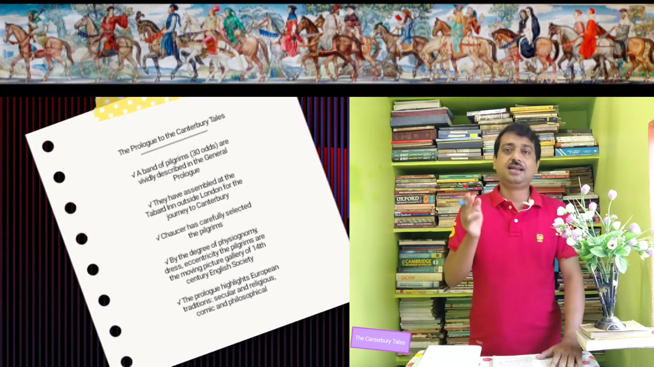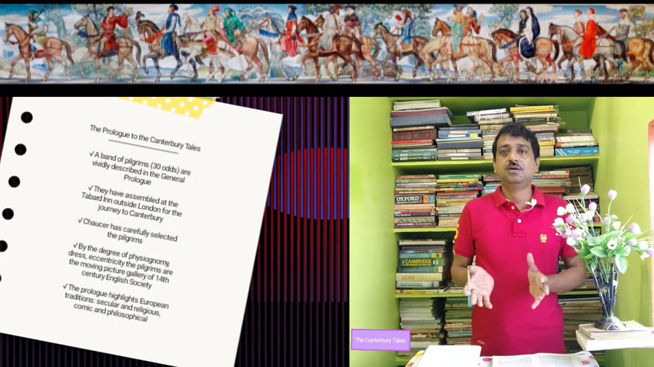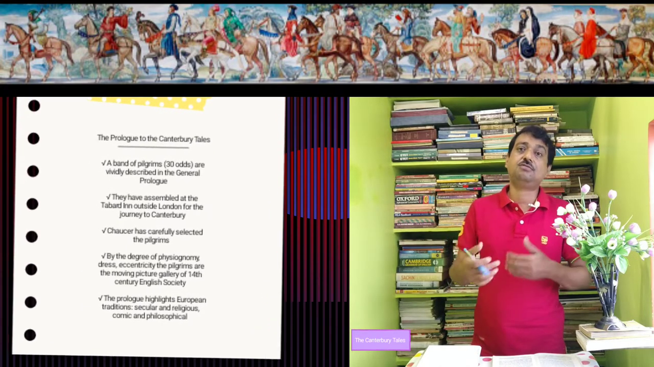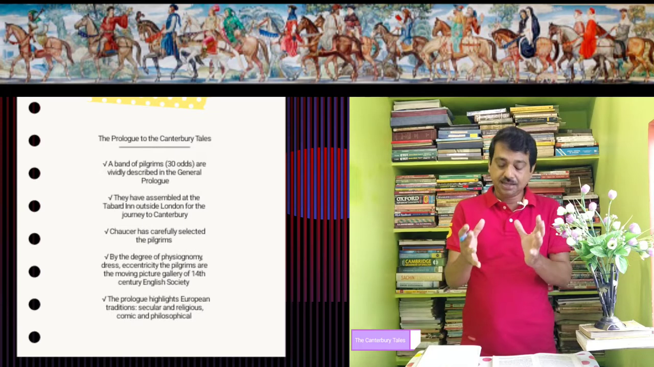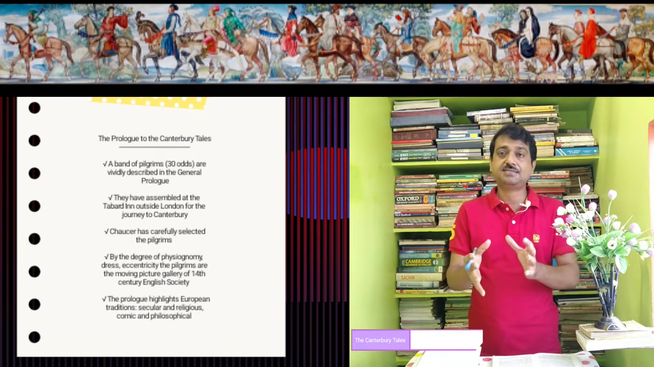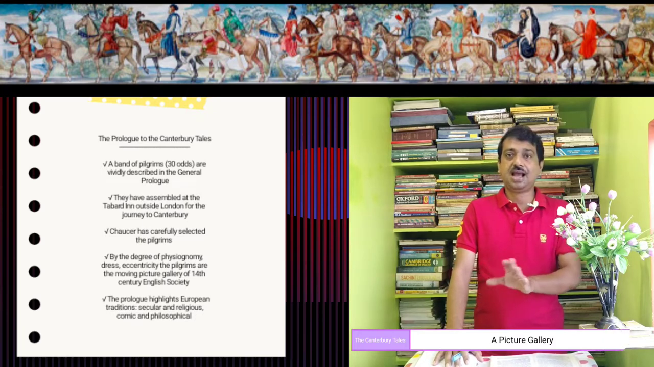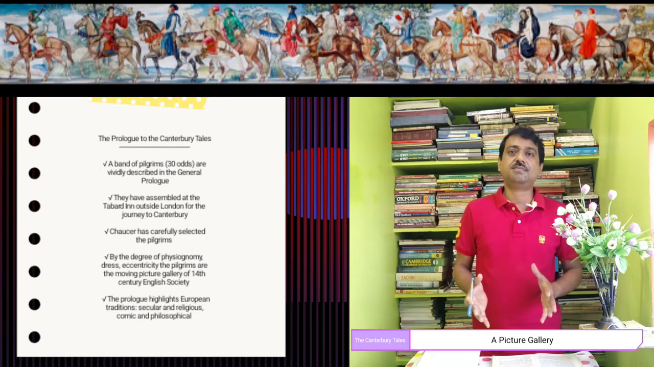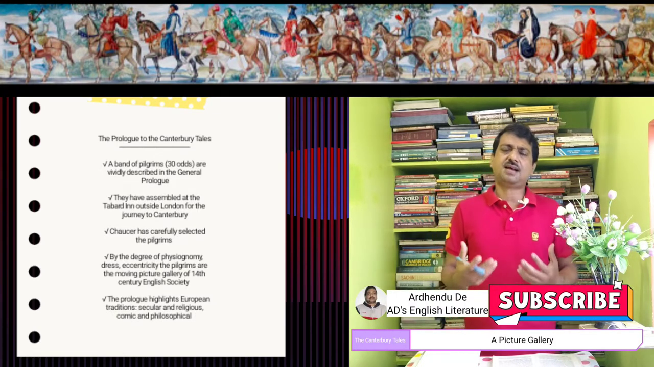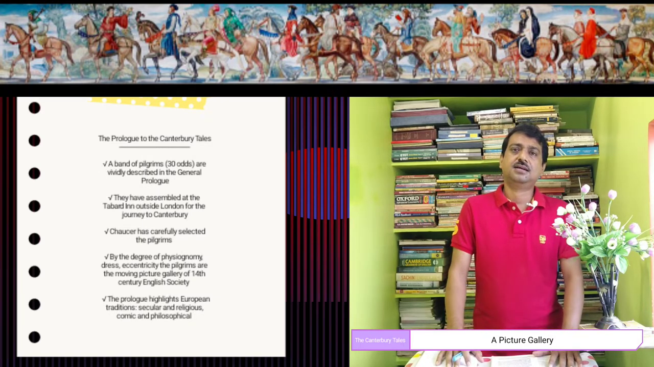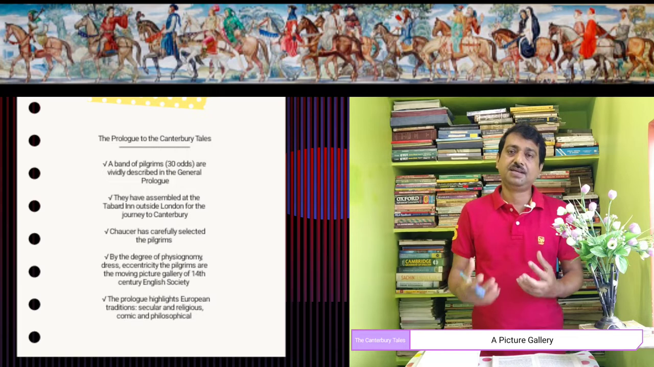So, as we have learned, the Tales is a collection of stories of a band of pilgrims, vividly described in a general prologue, who assemble at the Tabard Inn outside London for the journey to Canterbury. Ranging in status from a knight to a humble ploughman, we can get here the very sum total of English society. A 14th century England is being pictured in this prologue section. The story and the storytellers, as well as the characters in the story, combine influences from many European traditions: secular, religious, comic, philosophical. If we bring all these elements together, we can get a picture of England.